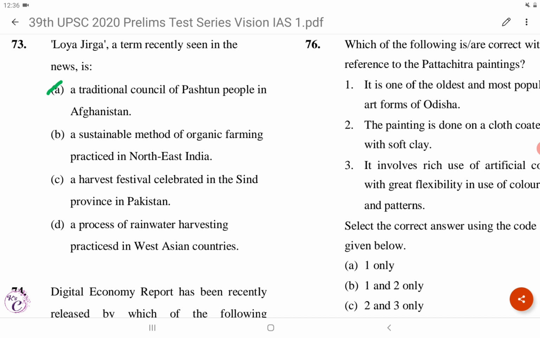A Loya Jirga, or Grand Council in Pashto, is a mass national gathering that brings together representatives of the various ethnic, religious, and tribal communities in Afghanistan. Hence, option A is the correct answer. The Loya Jirga is a centuries-old institution that has been convened at times of national crisis or to settle national issues. Historically, it has been used to approve a new constitution, declare war, choose a new king, or to make sweeping social or political reforms.